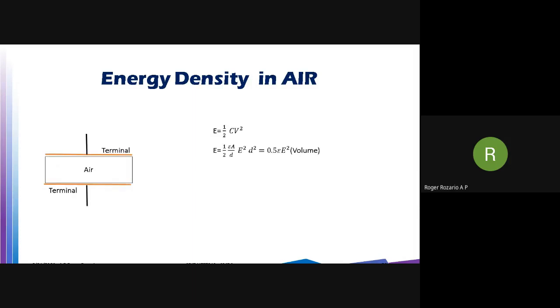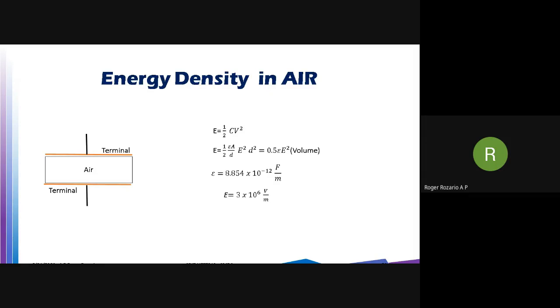So same equation we will take, E equal to half CV square, energy equal to 0.5 epsilon into E square multiplied by the volume of the dielectric material. If you take the permittivity of the air, it is nothing but the same as the permittivity of free space. It is 8.85 into 10 power minus 12 farads per meter epsilon value, and the value of the electric field intensity, the amount of E that can be withstood by air is 3 into 10 power 6 volts per meter.